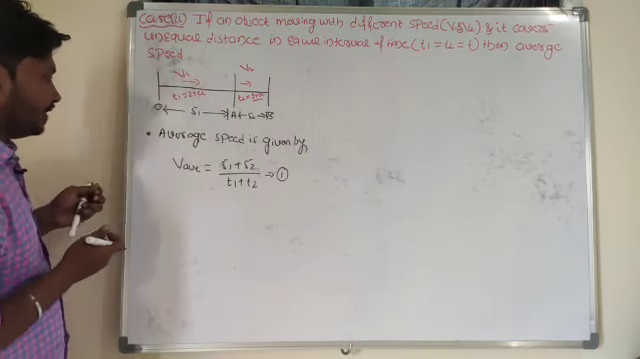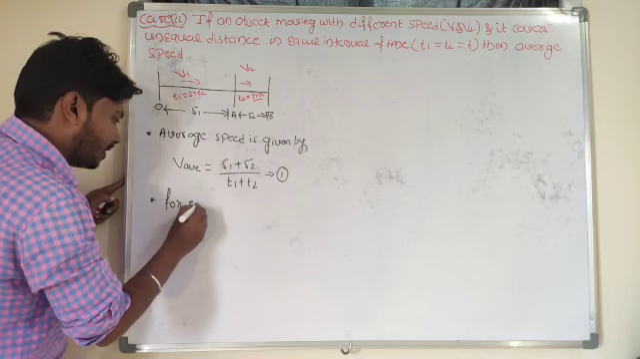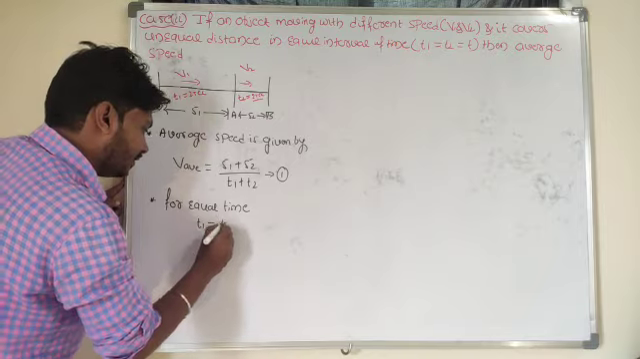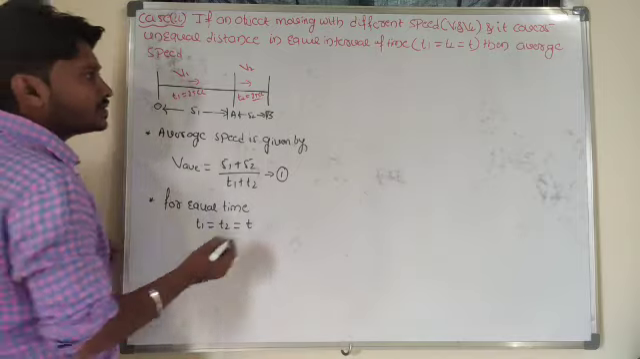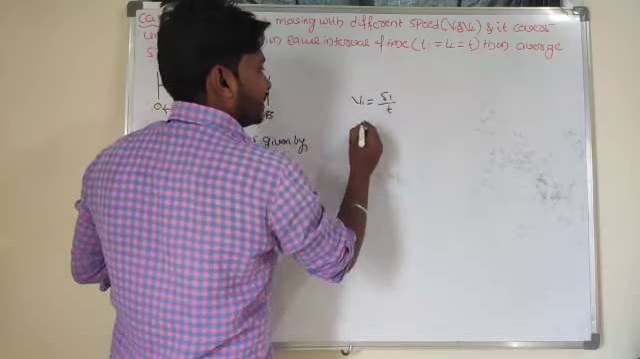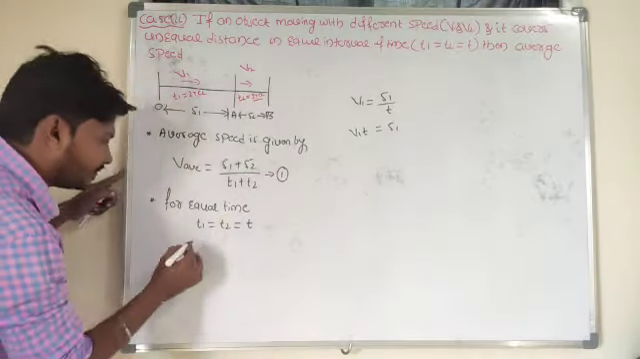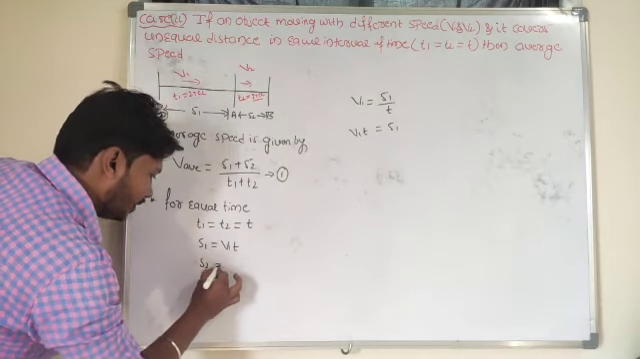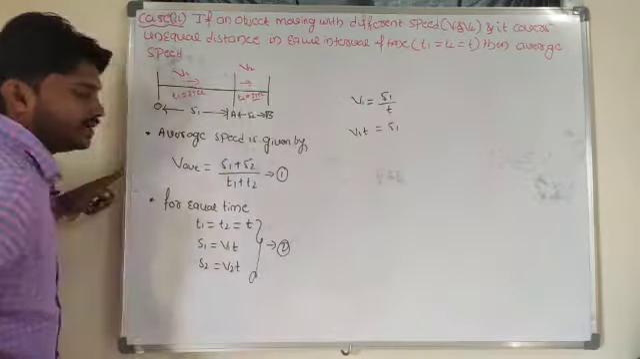So now again I will consider equal time intervals. For the same time, T1 is equal to T2 is equal to T. So distance is unequal, which means speed V1, distance S1, time is the same. So S1 is equal to V1 into T, and S2 is equal to V2 into T. I will take this as equation 2 here.